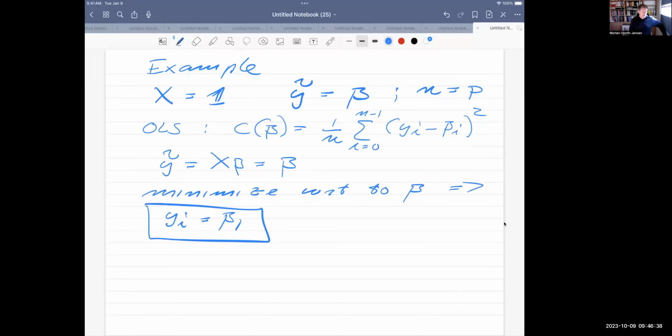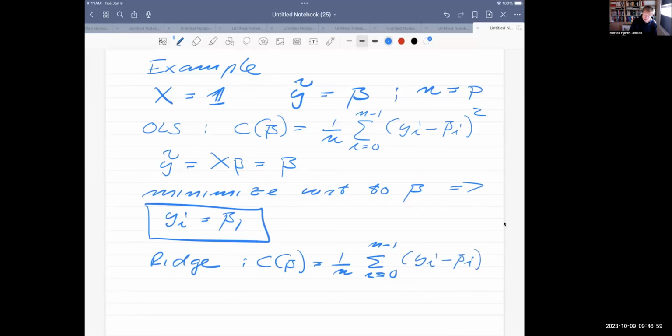If I do ridge regression, on the other hand, then we have a new cost function. So I have my C of beta, which is equal to 1 over n, and then I have a sum from i equals 0 to n minus 1 of (y_i minus beta_i) squared, and then I have this parameter lambda, plus the sum from i equals 0 up to n minus 1, because p is equal to n, of beta_i squared. And then I take the derivative of this quantity.